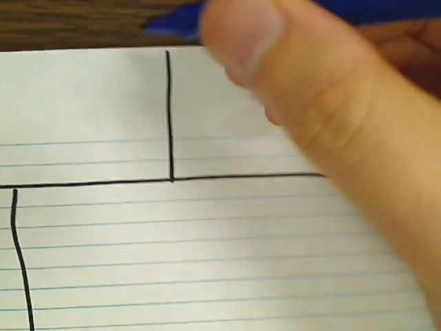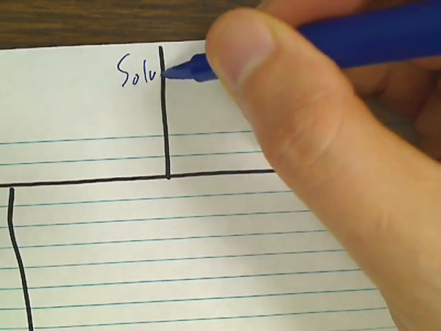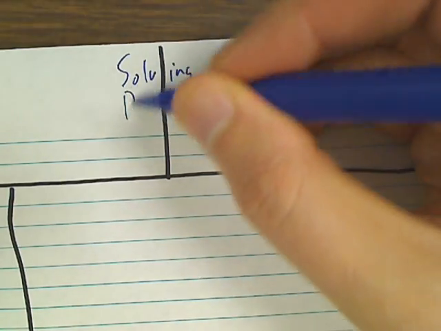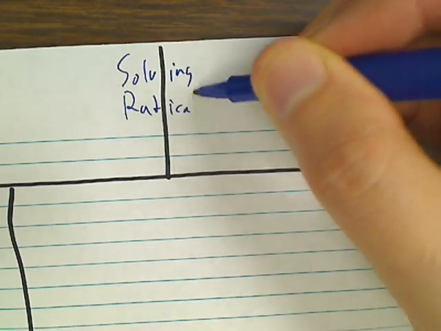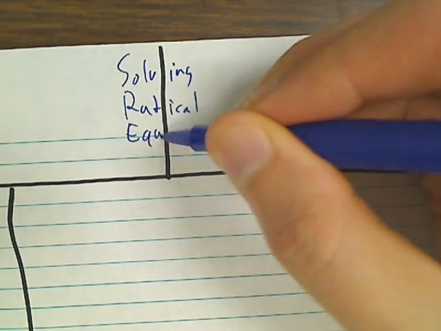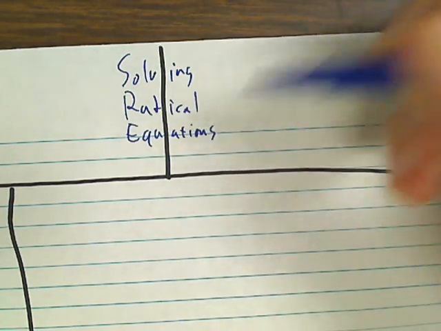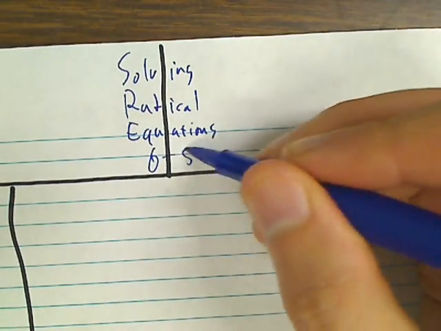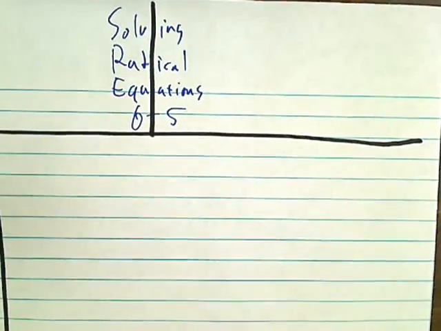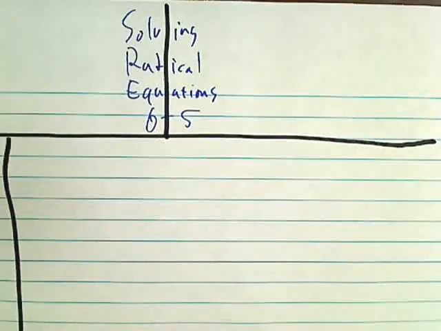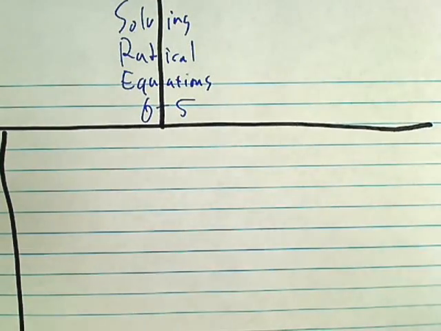But when I screw it up in the beginning, solving radical equations, it's easy to restart. If I screw up halfway through, maybe I'm just more inclined to try and fix it. So, solving radical equations, section 6.5.